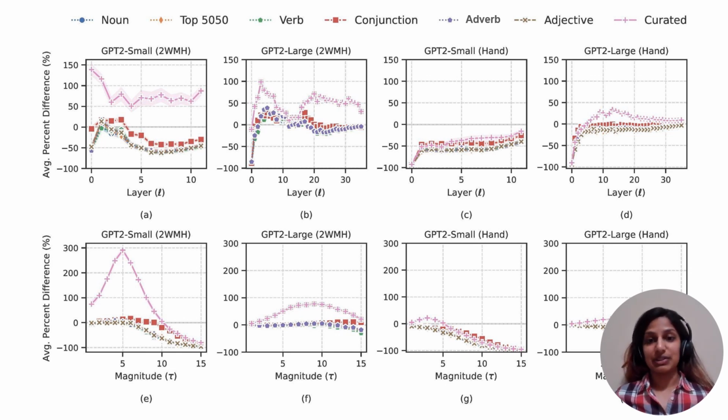In every single one of these graphs, the pink line, or the curated memory injections, consistently outperforms all of the other lines, which represent random memory injections selected from various parts of speech. This indicates that the content of the memory injection, once again, must be related to the prompt we're acting on and the answer we're expecting.